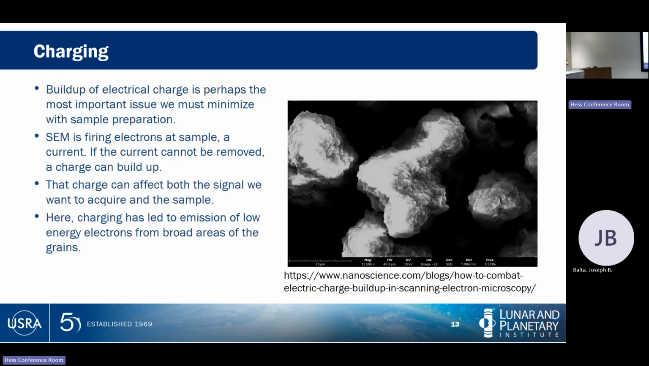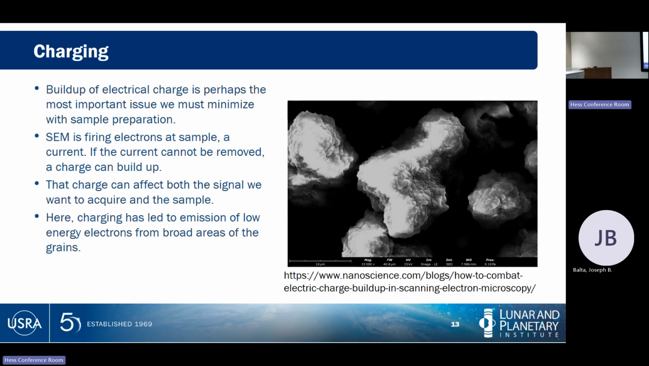Okay, so we've got our material. Now we want to put it into the SEM, and we're going to bombard it with electrons. The other thing that we have to anticipate and be ready to deal with is the electrical response. When we fire electrons at our sample, we're going to build up a charge. If the current cannot be removed, charge begins building up. This will affect both our material and our ability to get data from that.